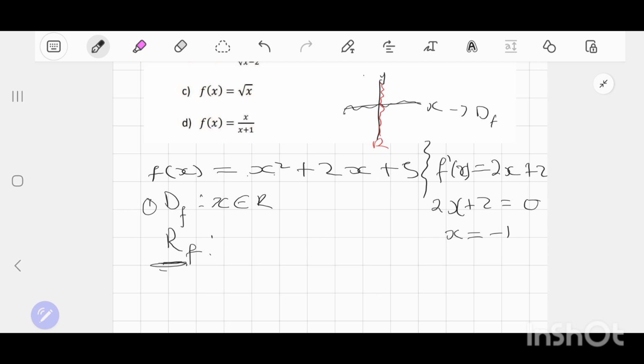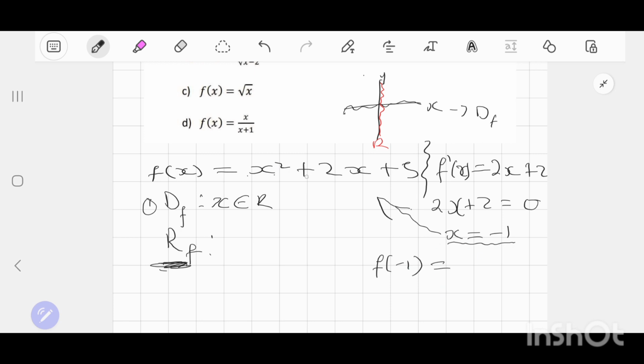And then moving forward, we are not really looking for x, but x is going to help us to find y, and that is the y that we are going to use to find our range. Are you with me? So from here, people, this is what you're going to do. Take this value and substitute it into the original function. So this means you're going to find your f of negative 1.